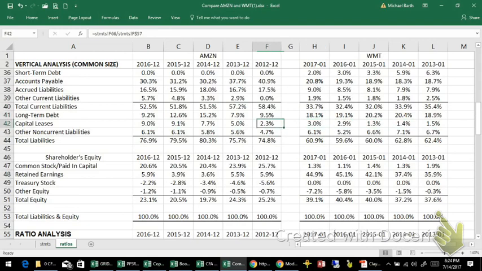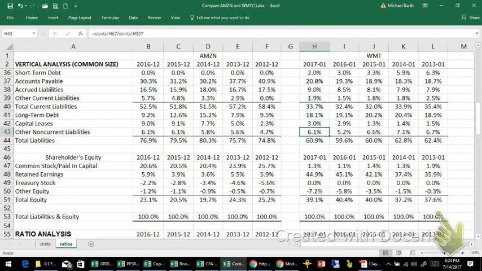So what we do see is that between the leases and the long-term debt, that's generally a lot of the liabilities. Most of the liabilities for Amazon are short-term as opposed to long-term, and the bulk of them are accounts payable and accrued liabilities, which is money you owe your employees but you haven't paid them yet.